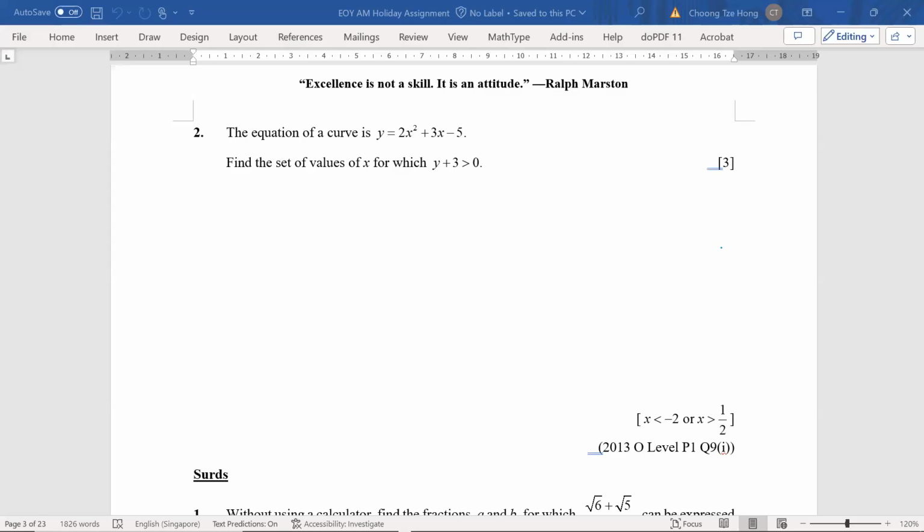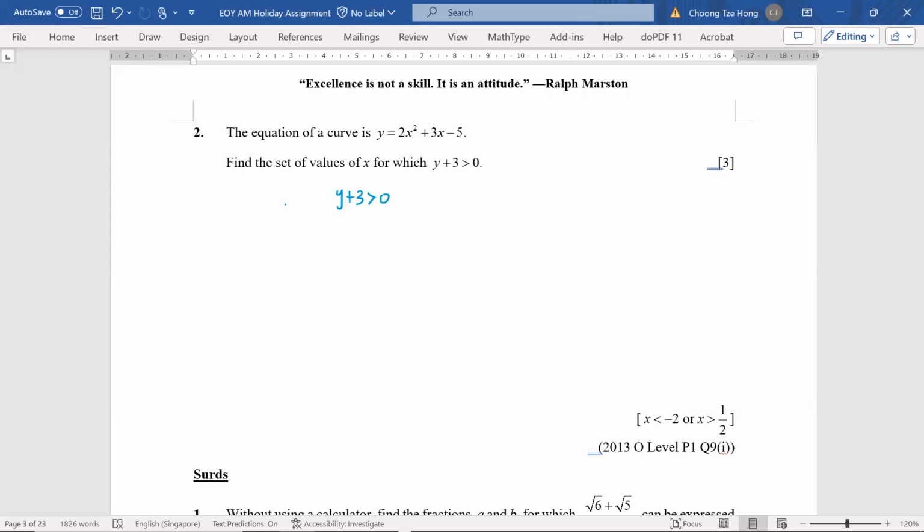Hi students, in this video I'll be going through the 2013 O-Level Paper 1 question 9 part 1. Alright, so let's read the question. The equation of a curve is y equals 2x squared plus 3x minus 5. Find the set of values for x for which y plus 3 is greater than 0. So over here we need to solve this inequality, y plus 3 greater than 0.